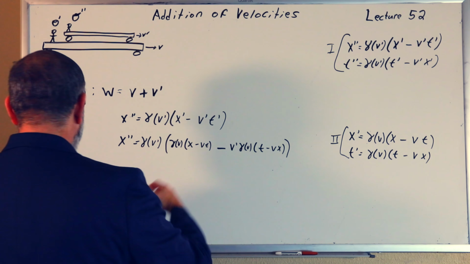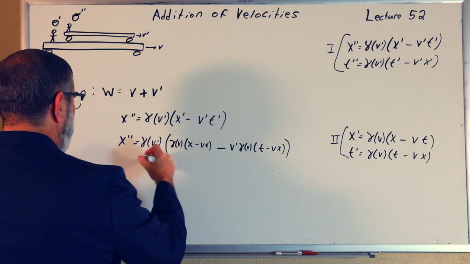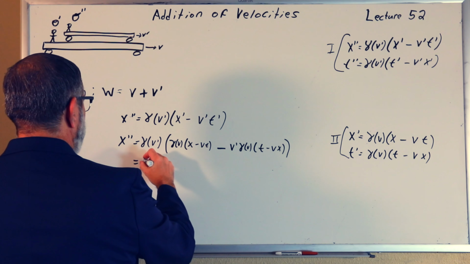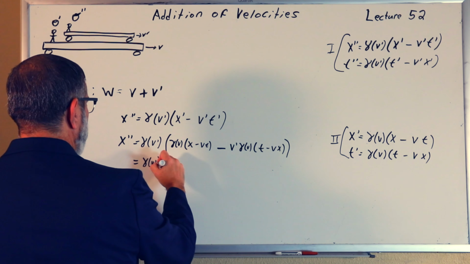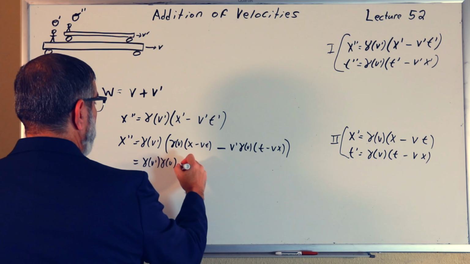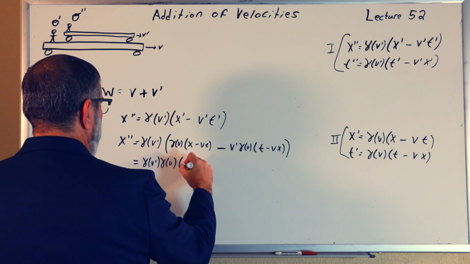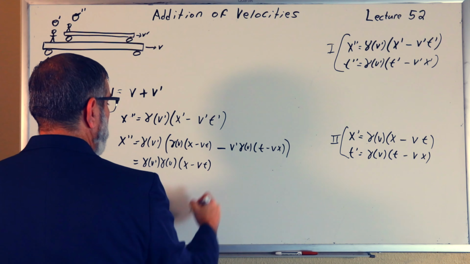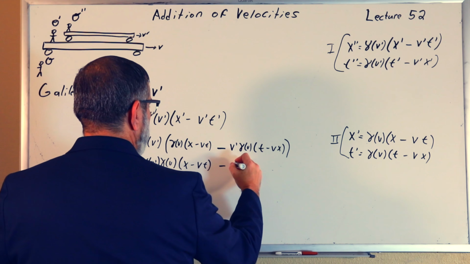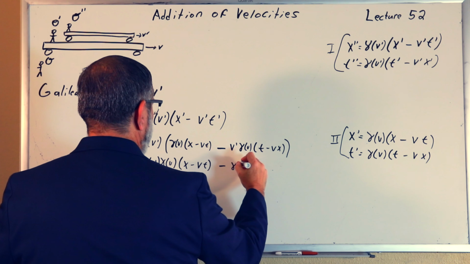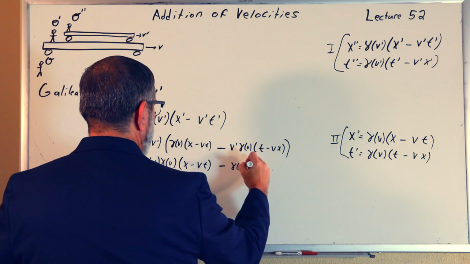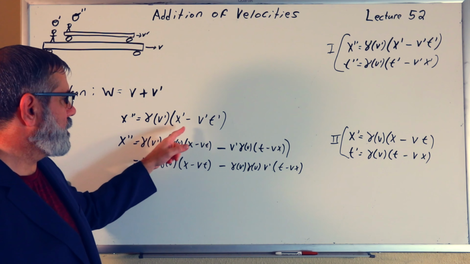Now I'm just going to change it up just a little bit. I'm not going to do a lot of manipulation here, but I am going to rewrite this as gamma v prime times gamma v times x minus vt, minus gamma v prime. I'm just distributing the gamma v prime. That's really all I'm going to do. Times v prime t minus vx. Just distributed the gamma v prime into both of these terms.